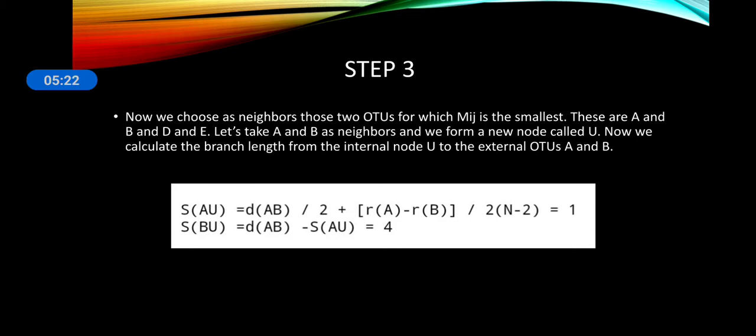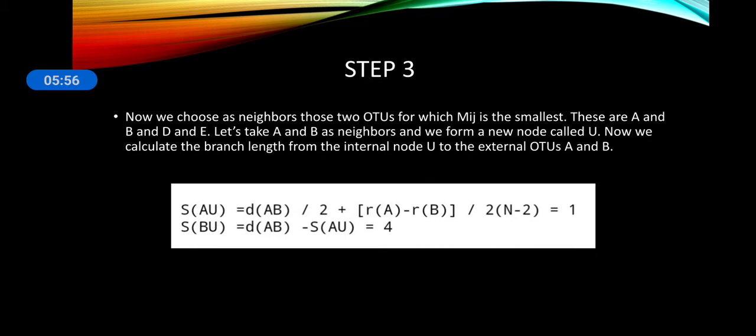So we'll make A and B as neighbors, from a new node we'll take as U. And now we'll have to calculate the branch length from this internal node U to this external group A and B. The formula for that is S of AU is equal to D of AB by 2 plus (R of A minus R of B), the whole divided by 2 into (N minus 2).